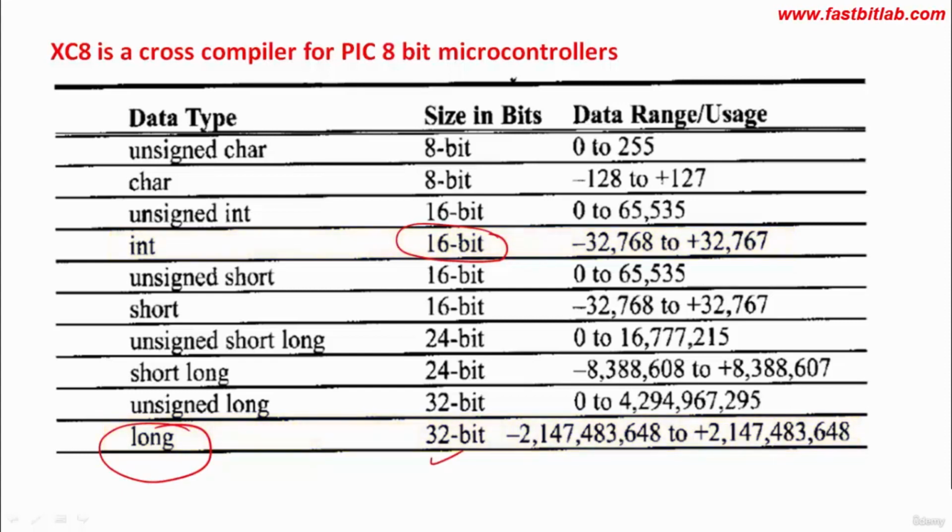This compiler also includes some non-standard data types such as short long and other things. So short long is actually 24 bits. This is not from the C standard. It may be a customization added by the compiler designers of XC8, which is designed by Microchip.